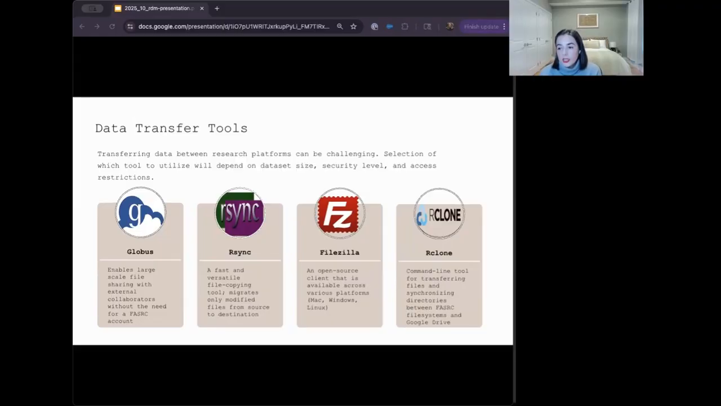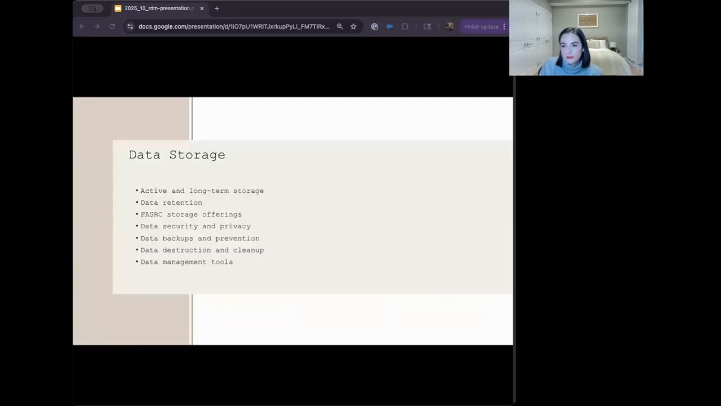FileZilla is an open source client available across platforms, so you can use it on Macs, Windows, Linux, etc. So it's a widely used tool. And then rclone, which is a convenient performant command line tool that you can use for transferring files and synchronizing directories from FASRC file systems to tools like Google Drive, which is helpful if you're using outside vendor tools like Google Drive or Dropbox.